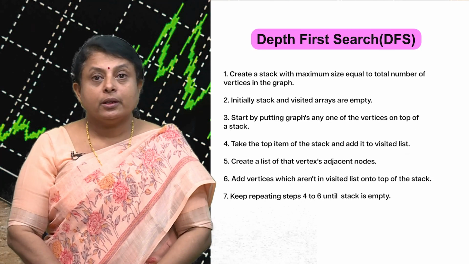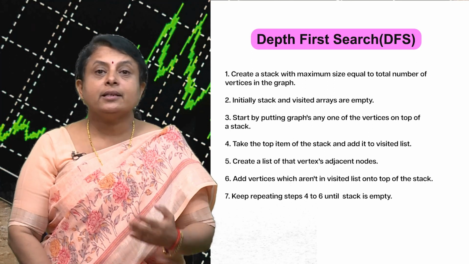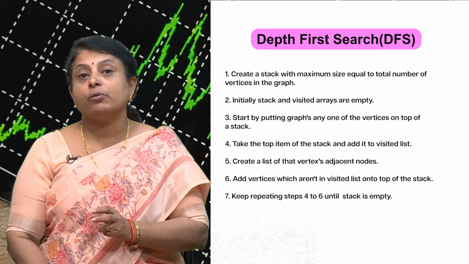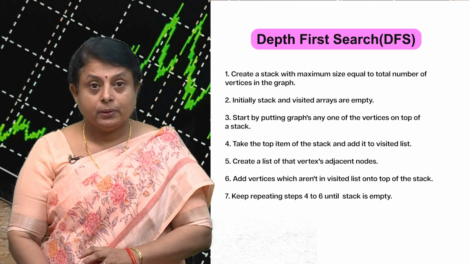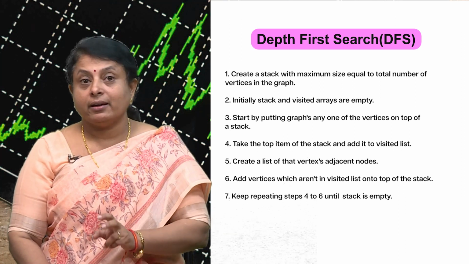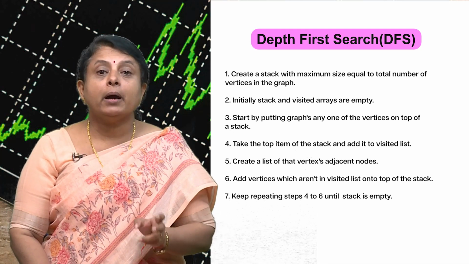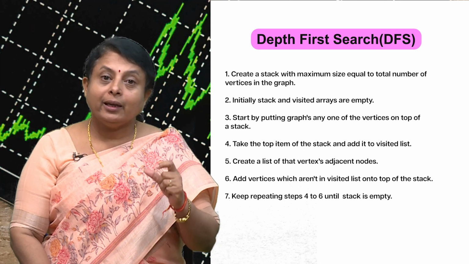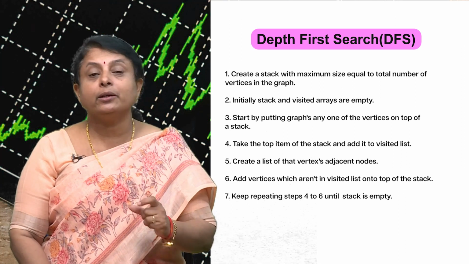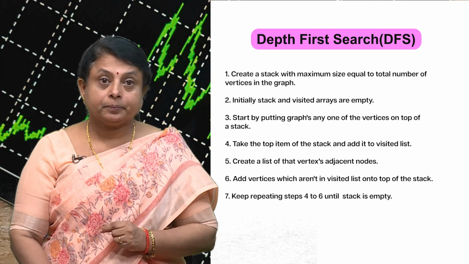The DFS algorithm works as follows. Step 1, create a stack with maximum size equal to the total number of vertices in the graph. Step 2, initially the stack and visited arrays are empty. Step 3, start by putting any one of the graph's vertices on top of the stack. Arbitrarily select one of the nodes and put it at the top of the stack.